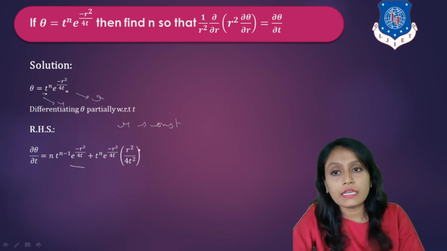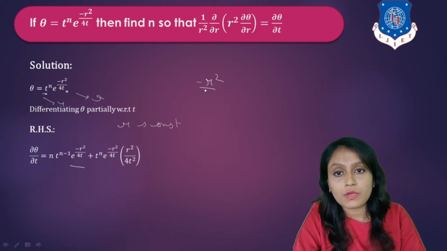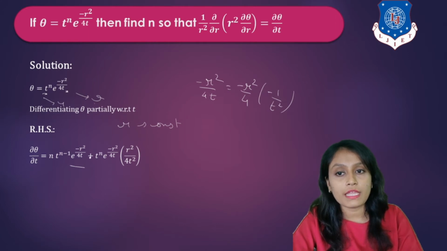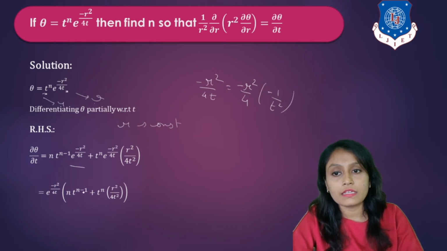Now here take the derivative with respect to t. We have minus r square upon 4t, and we have to take the derivative with respect to t. So r square and 4 are constant, and the derivative of 1 upon t is what? Minus 1 upon t square. This minus minus will get cancelled. What we have is r square upon 4t square. Now we will take e raised to minus r square upon 4t common, and the other term, that is n t raised to n minus 1 plus t raised to n into r square upon 4t square, as it is.